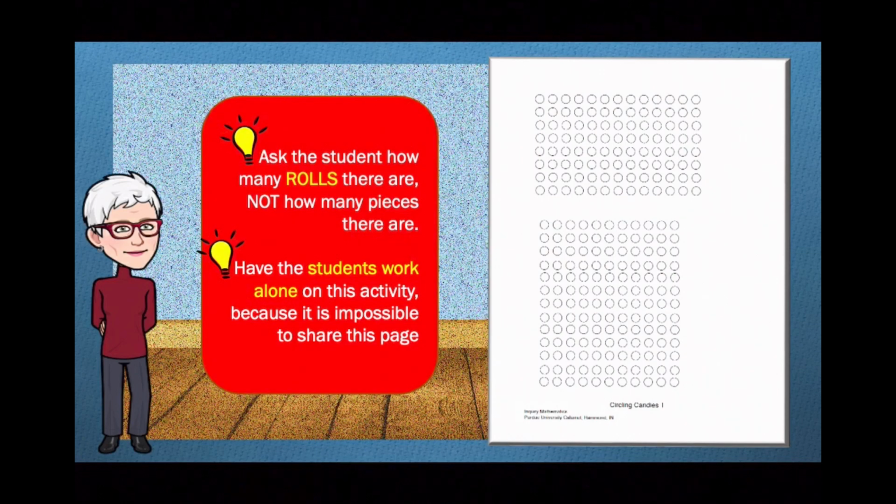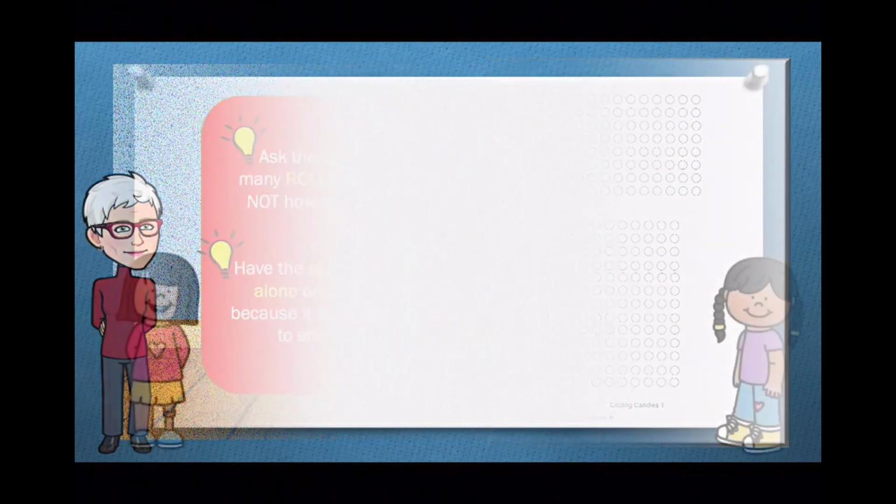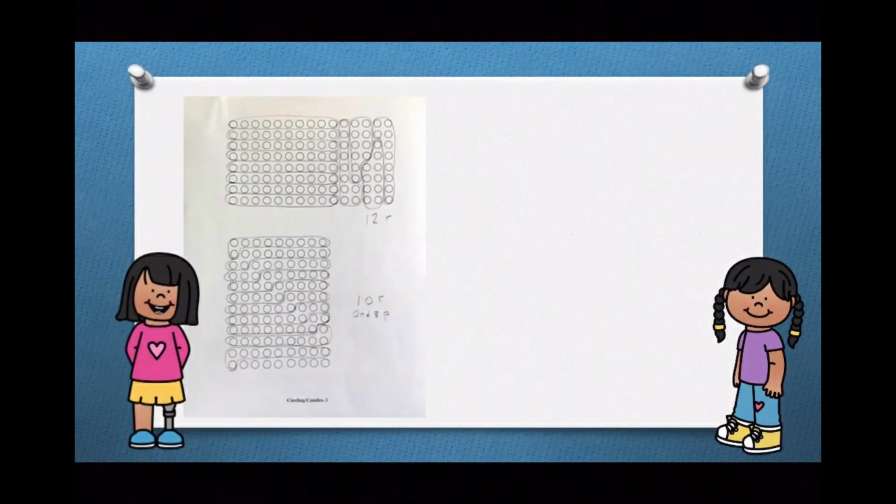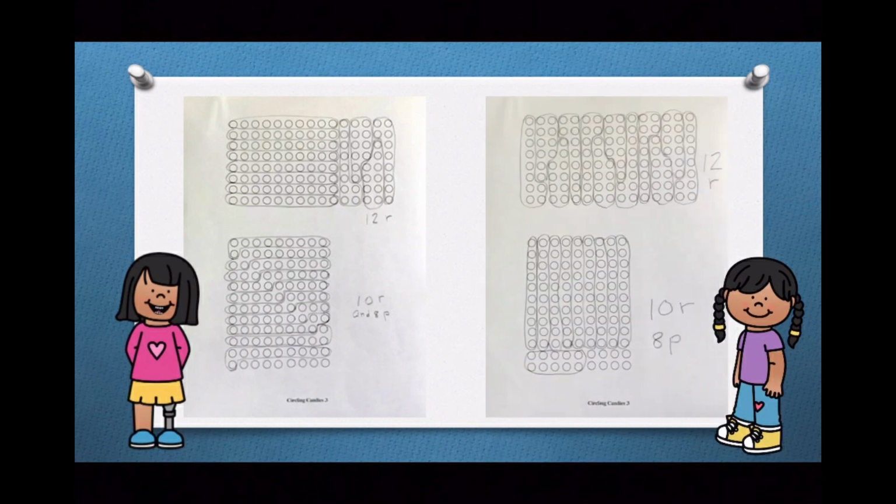As a pragmatic point, we note that it is advisable to have children work alone rather than with a partner on the circling candies tasks. The reason is simple. It is virtually impossible to share a page like this one. Each child will want to do the circling, so why not give them the chance to do so? Here you see 2 different ways children completed the tasks on this page. Teachers often choose someone's work to display to the class to initiate the subsequent class discussion.